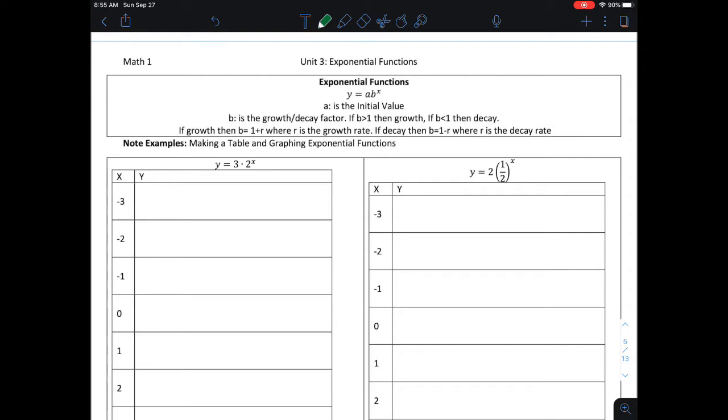Here in this video, we're going to look at graphing exponential functions. And the exponential functions we're going to be working on graphing are all going to be in the form of y equals a times b to the x power.